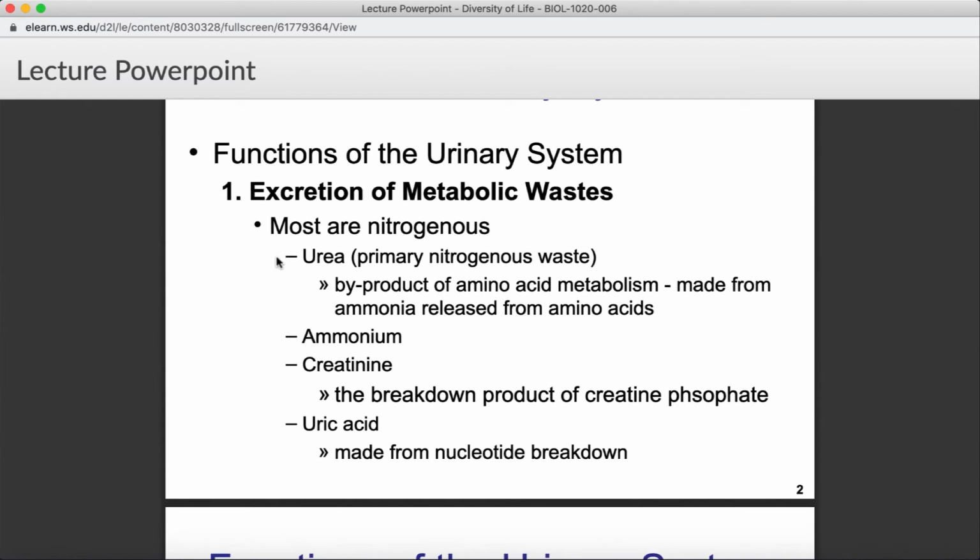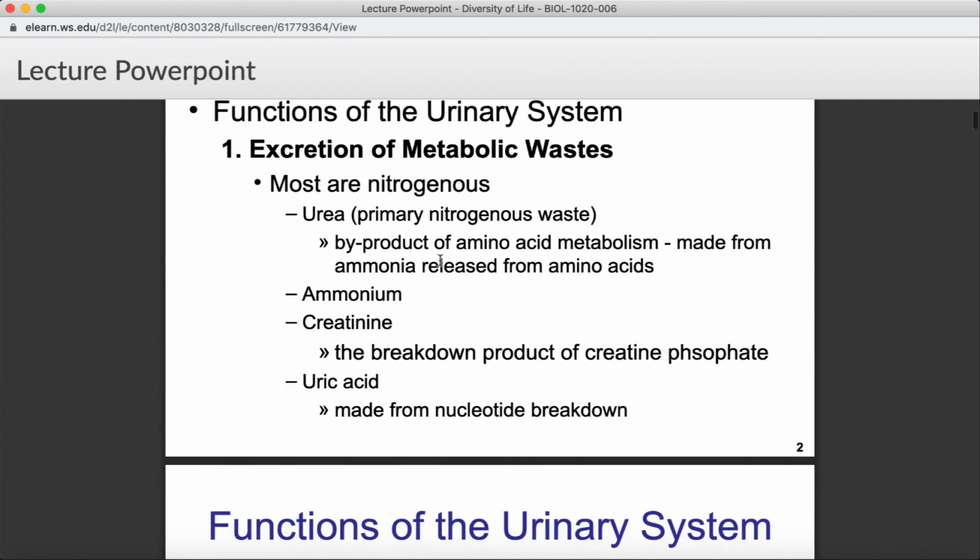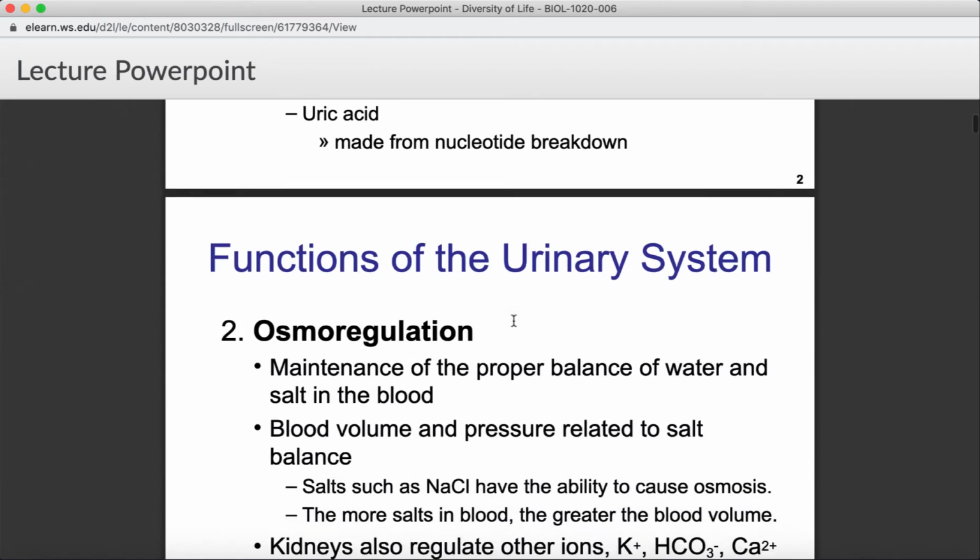So you have urea, ammonia, creatinine, and uric acid. Most of these are from the breakdown of nitrogenous products and nucleotides.